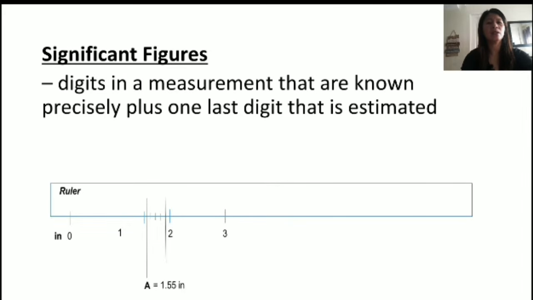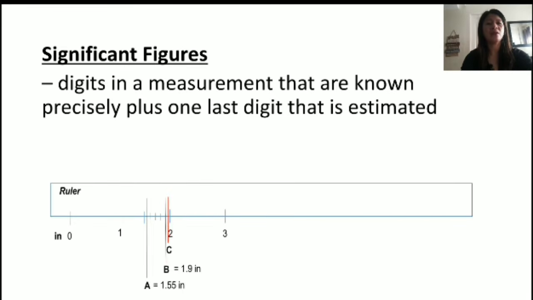Let's take a look at another example. 1.9. Why is it 1.9? Because the measurement is exactly at that mark. So the last digit here is 9. So 9 is considered the estimated. 1 is accurate, is precise. 9 is estimated. But the two digits are considered significant.